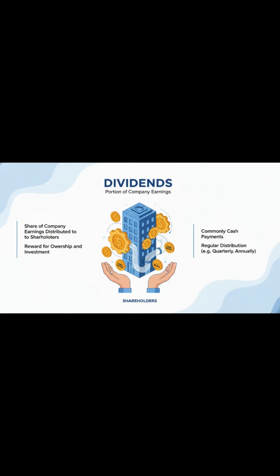This distribution can take various forms, most commonly cash payments, but also stock dividends or even property dividends in rare cases. Companies typically pay dividends on a regular schedule, such as quarterly or annually, reflecting their profitability and confidence in future earnings. For many investors, especially those focused on income, dividends form a crucial part of their total investment return, providing a predictable cash flow stream.